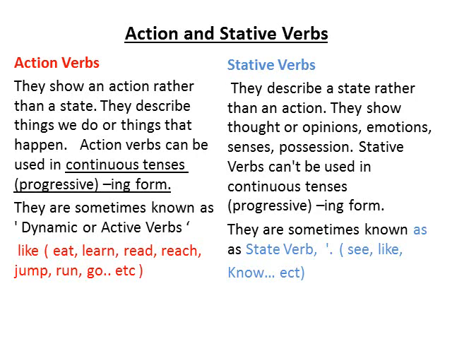بينما ال stative verbs عكس الحالة تماما، اللي هو شنو؟ They describe a state rather than an action. They show thought or opinions, emotions, senses, position. Stative verbs cannot be used in continuous tenses or progressive or the ing form. They are sometimes known as state verbs as like, see and know.